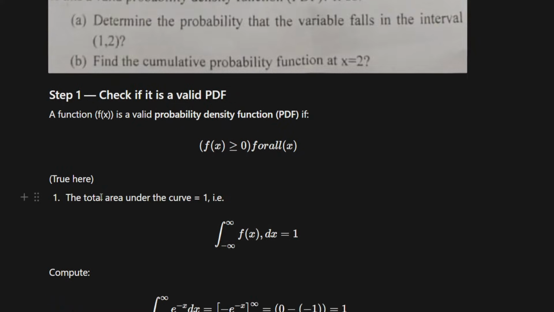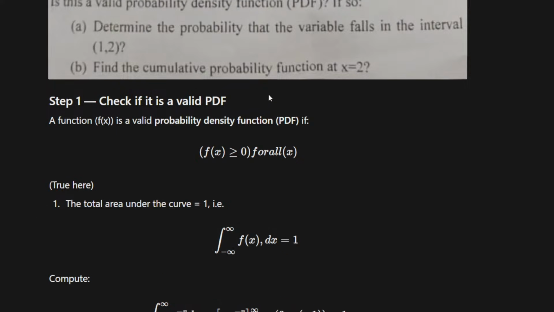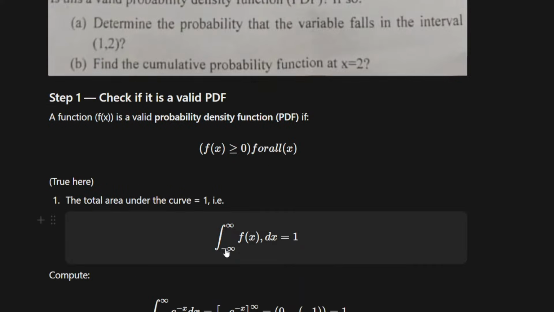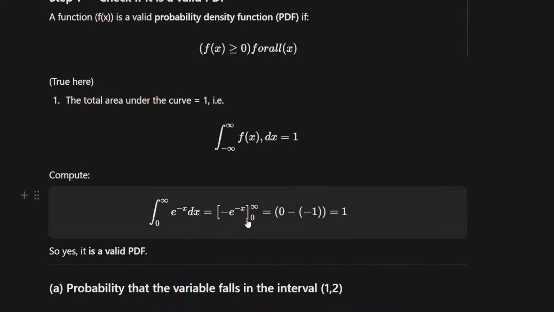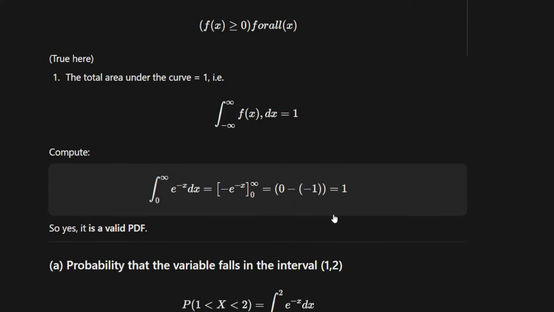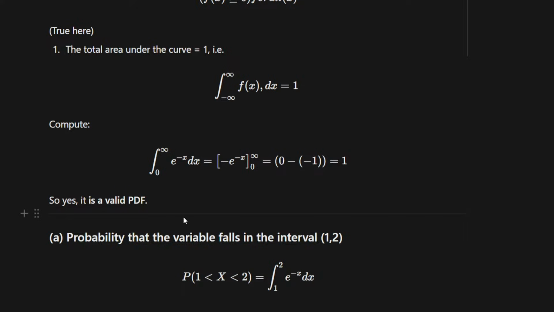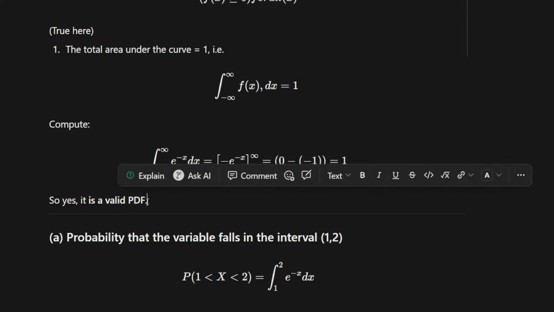The other criterion to check is that the total area under the curve is 1. So you have to integrate the given function from minus infinity to infinity and check whether it comes out to be 1. This is the computation part. This is all just basic integrals. You'll know all these by now. These two conditions were satisfied, so we can conclude that this is a valid PDF.